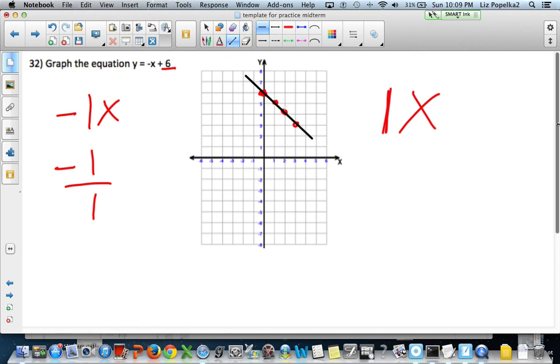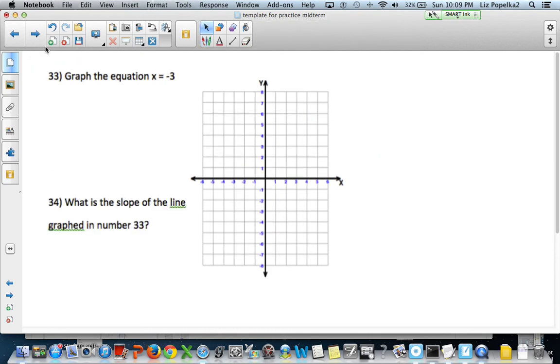Add my little arrows at the end because I could technically keep going forever and ever if I chose to do so, but who wants to do that? So I have a y-intercept of positive 6, and it's landing down 1 and over 1, down 1 and over 1, which is a 1 over 1. So that is the graph of my equation.